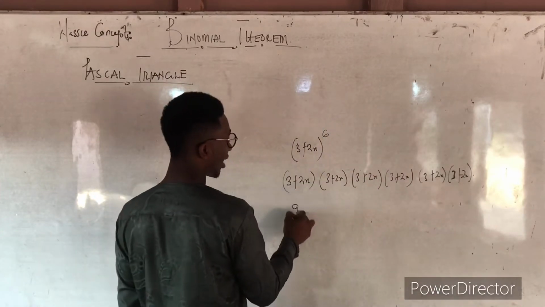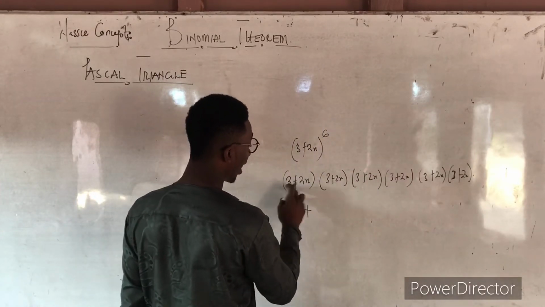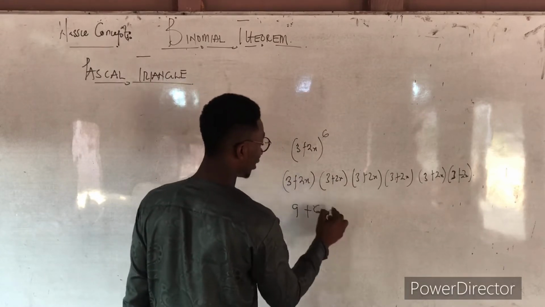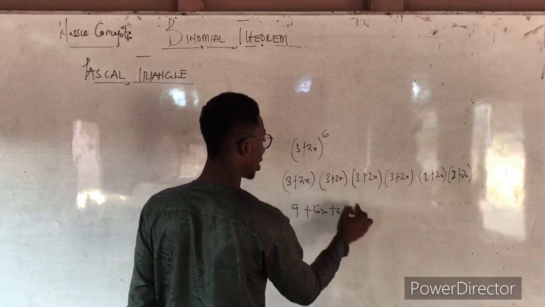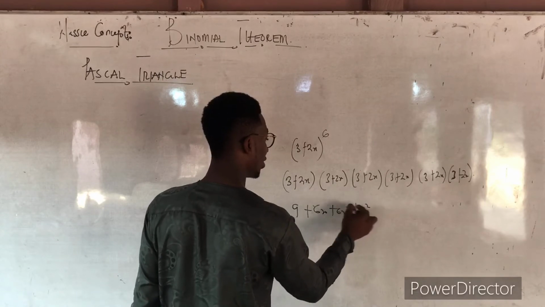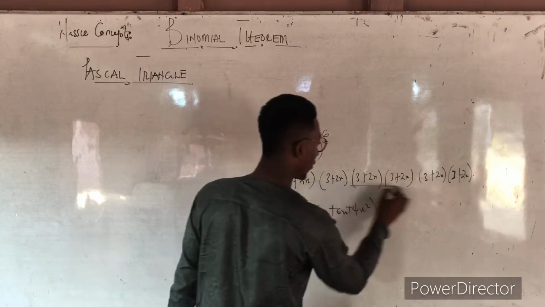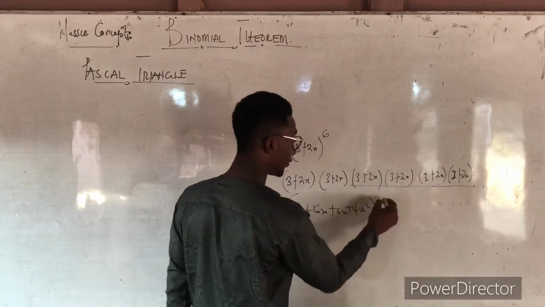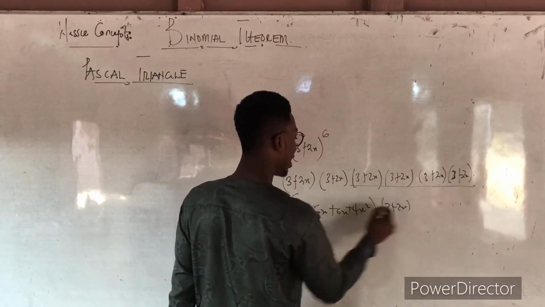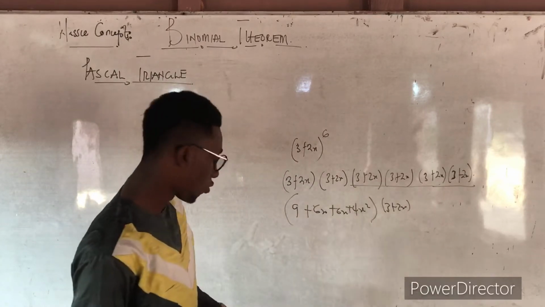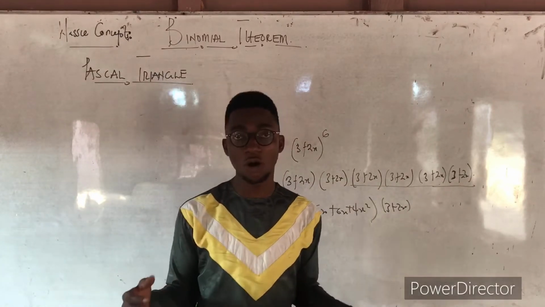3 times 3 is 9, 3 times 2x gives me plus 6x, 2x times 3 gives me plus 6x, and 2x times 2x gives me 4x squared. After getting this, I can now multiply with the remaining 3 plus 2x, and I'll multiply this to it. So it's a really long way.